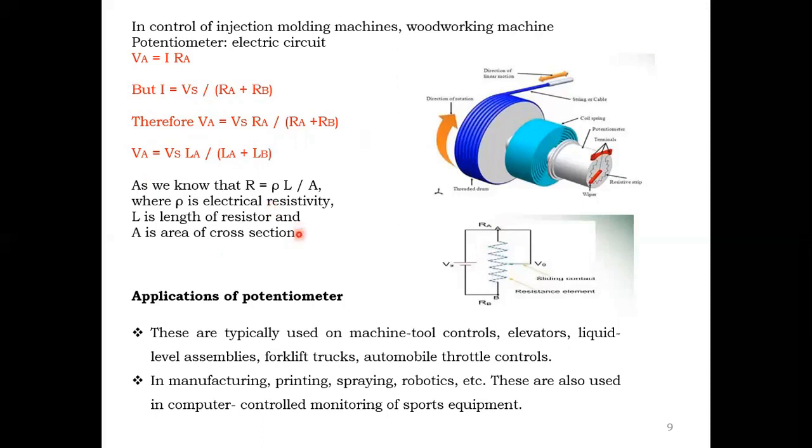Where is the potentiometer used? These are the applications of the potentiometer. They are typically used in machine tool controls, elevators, liquid level assemblies, forklift trucks, and automobile throttle control. In manufacturing, printing, spraying, and robotics, they are used. They are also used in computer-controlled monitoring of sports equipment.